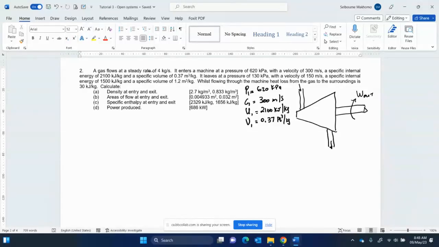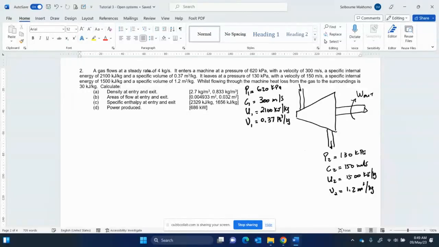Outlet conditions: we have P2 is 130, and then C2 is 150 meters per second, and internal energy U2 is equal to 1500 kilojoules per kilogram, and then we have specific volume at 2, which is 1.2 cubic meters.